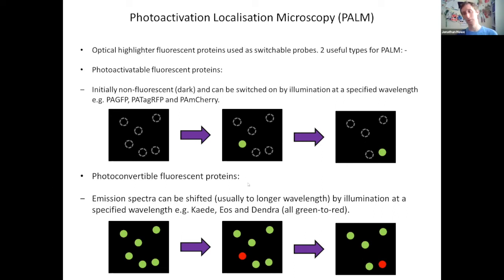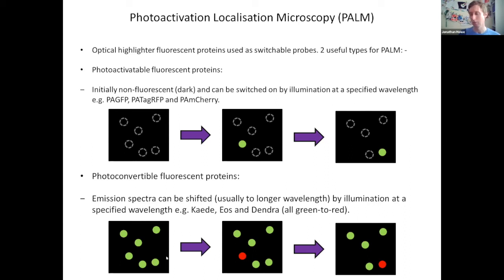The photoconvertible fluorescent proteins are probably easier to work with. They start off one color, and then when you hit them with a certain wavelength of light, often UV, you convert them to a different color. So the example in this diagram at the bottom is something like EOS. So it starts off green.